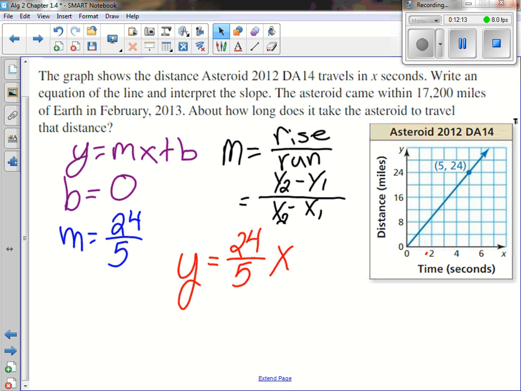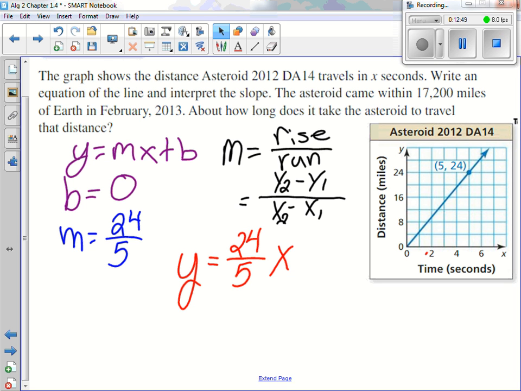About how long does it take the asteroid to travel that distance? 17,200. So we're wanting to know about the time, yes? Is x or y in this equation? Which one of those would be time? Is x time or is y time? Look at the graph. It's x. Because when we look at the graph, it tells us time is on the x-axis, y is the distance, yes?